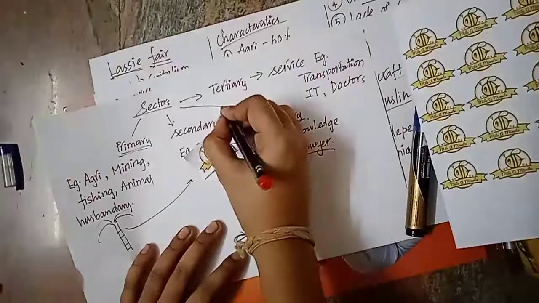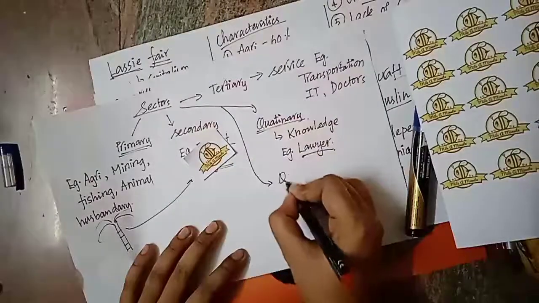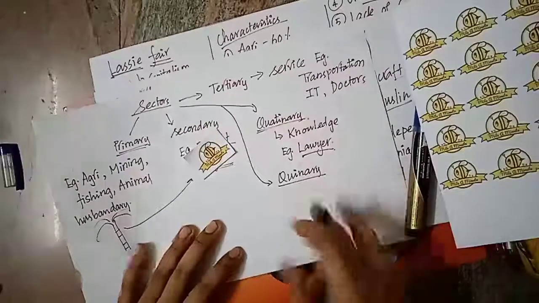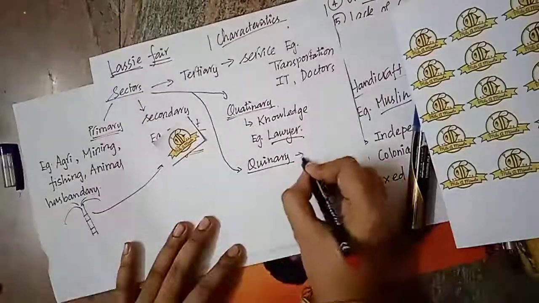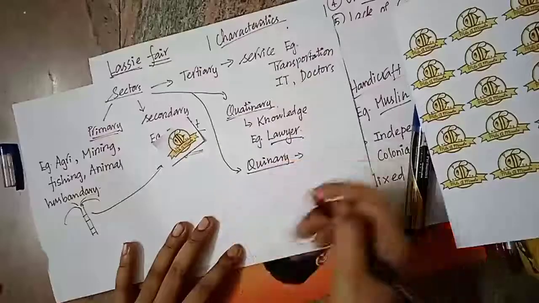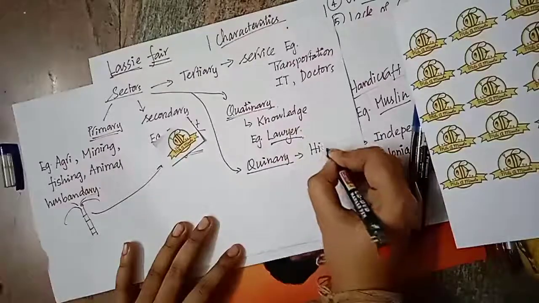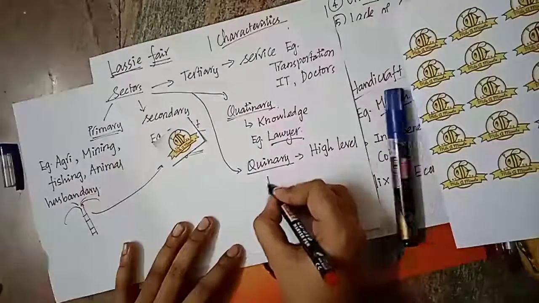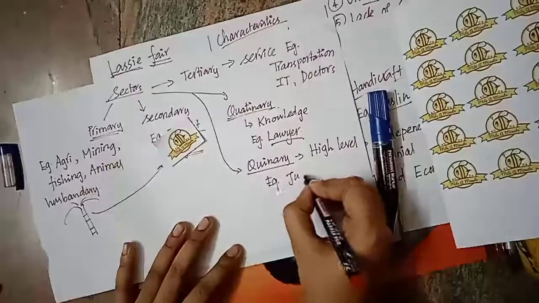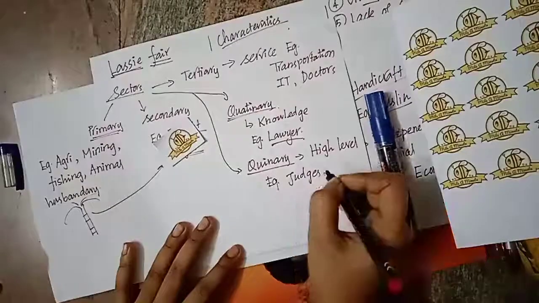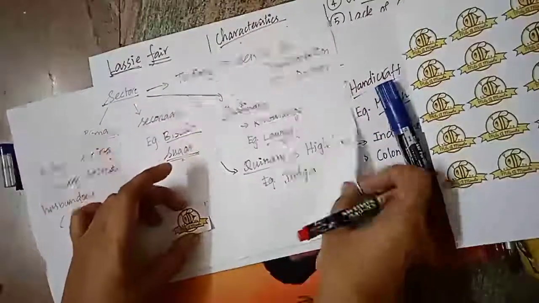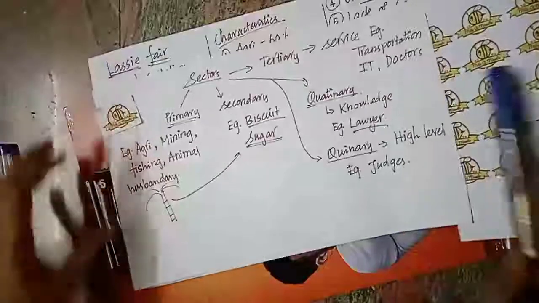And then we have another sector called the quinary sector. What is the quinary sector? The quinary sector is also called high level jobs. The jobs which are at a high level are included in the quinary sector. For example, we can see judges. Judges are a high level profession, right? So they are included in the quinary sector. These are the sectors in the Indian economy. These are the sectors in an economy.